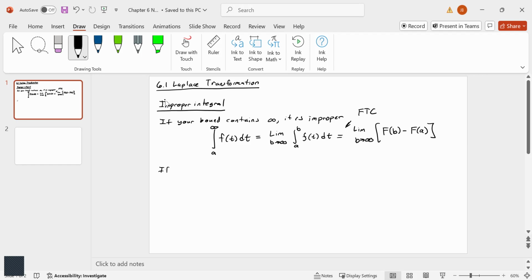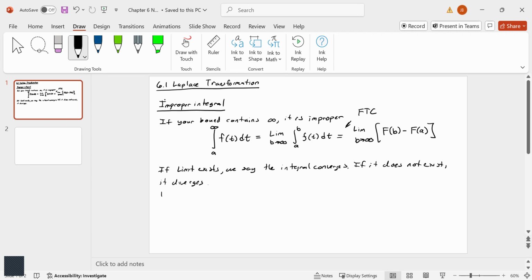So if the limit exists, we say the integral converges. If it doesn't exist, it diverges. All of our integral transforms are going to be improper integrals, so it's not a bad idea to remember how to take one of these.